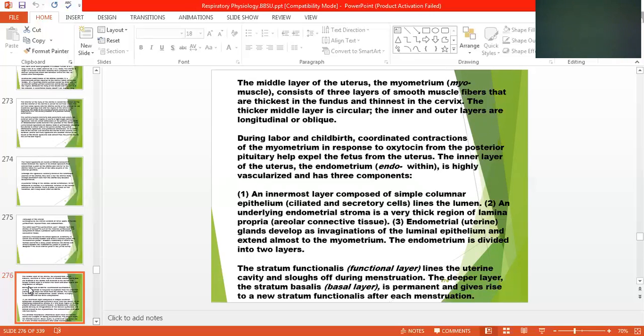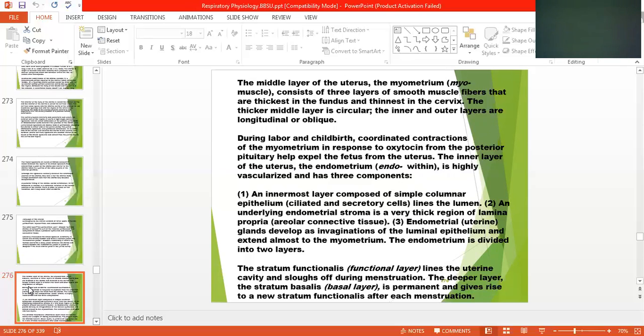The endometrium is divided into two layers. The stratum functionalis, the functional layer, lines the uterine cavity and sloughs off during menstruation. Means it will come out. We call it shedding. This layer of the endometrium, the inner layer of the uterus, sheds, meaning breaks down and comes out during the time of menstruation.